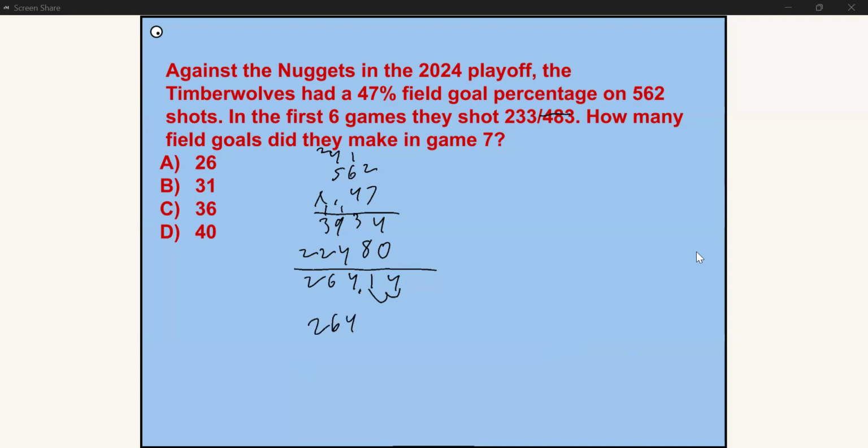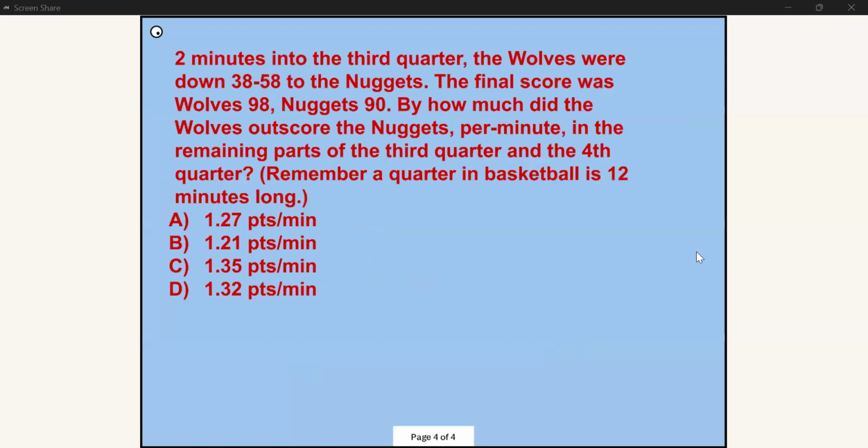So how many did they make in game 7? You would do 264 minus 233, and you get 31 field goals. And that is what they made in game 7 to win the series and go on to play the Mavs.